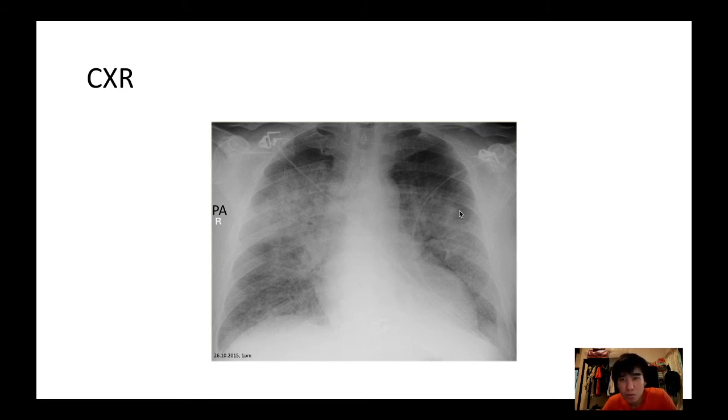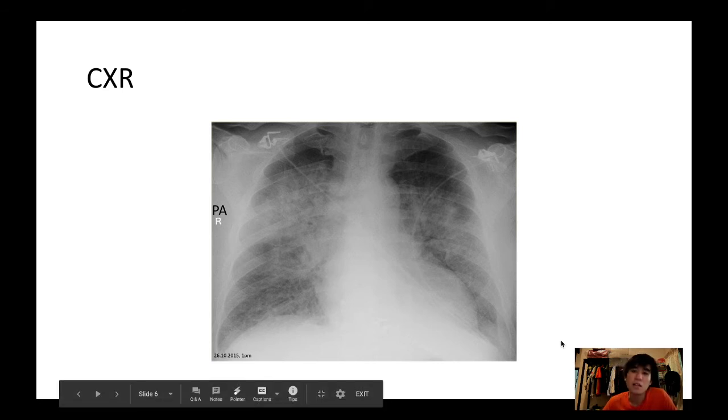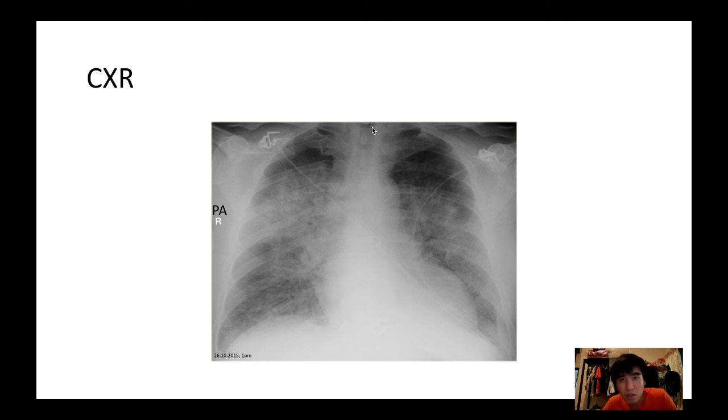The quality in terms of rotation, it doesn't seem rotated. Inspiration 1 2 3 4 5 6 adequate. Penetration adequate, but the exposure is inadequate, as I cannot see the apex of the lungs and I cannot see the clavicles clearly as well. Okay, so now that we're done with quality, we go to ABCDE.